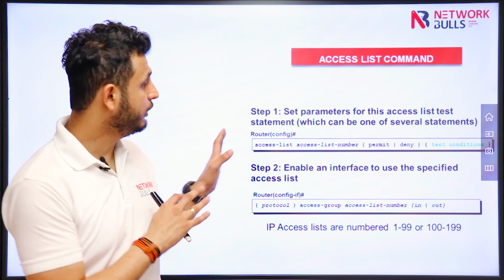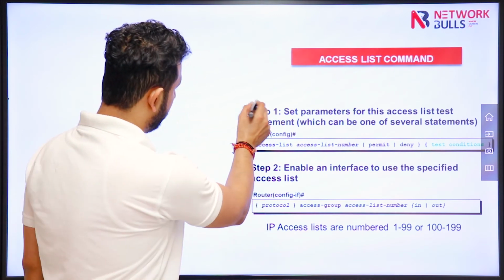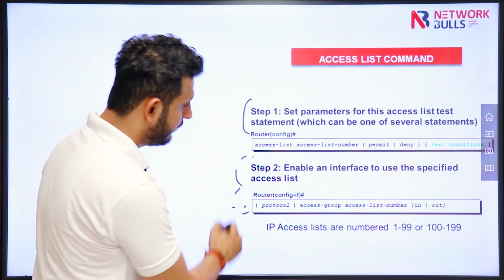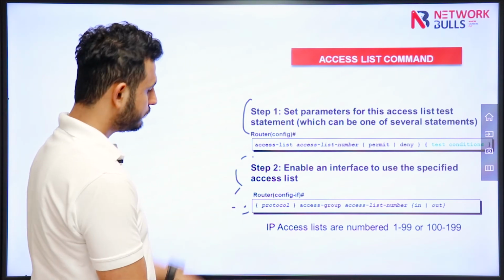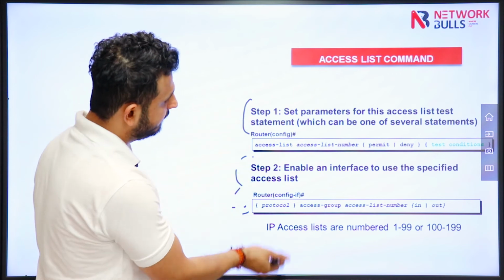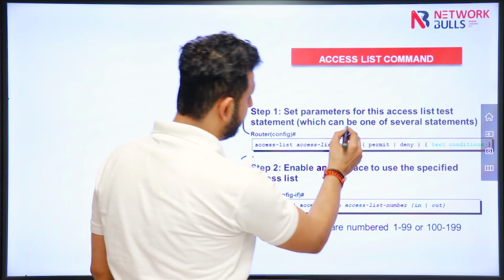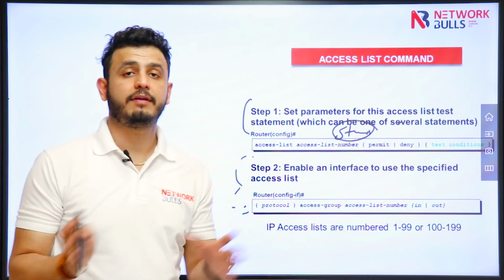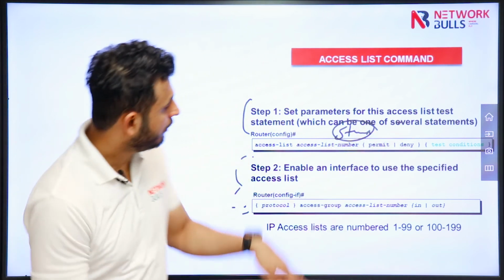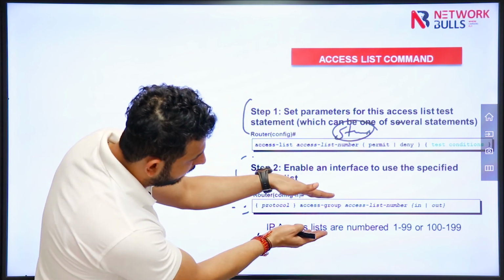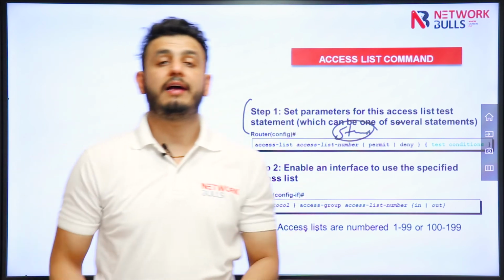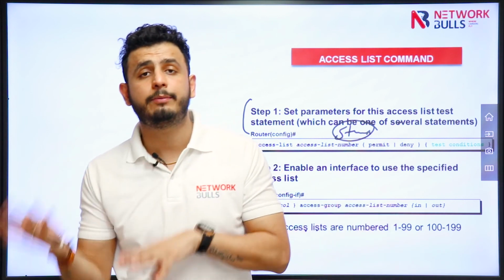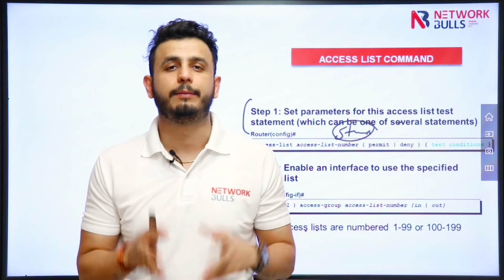Last, I am showing you the syntax of ACL, and at last we have to apply it on the interface. So this is the syntax. Basically this syntax is for standard ACL. We will discuss more about the syntax when we do the practicals. So first of all, you have to create an ACL, then you have to apply it on the interface. So guys, in this video we have understood what are ACLs, what are different types of ACLs, and how you can use them. Thank you.